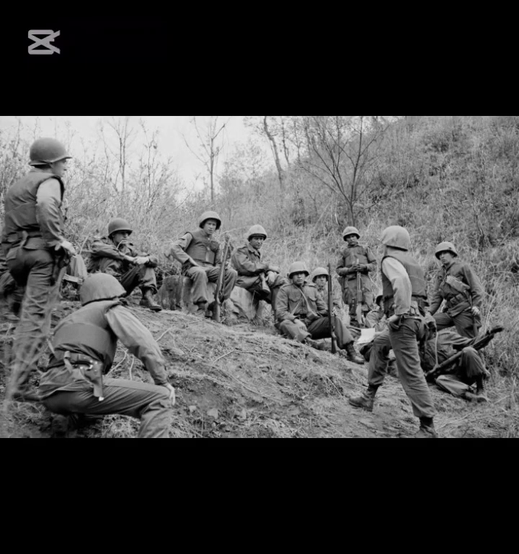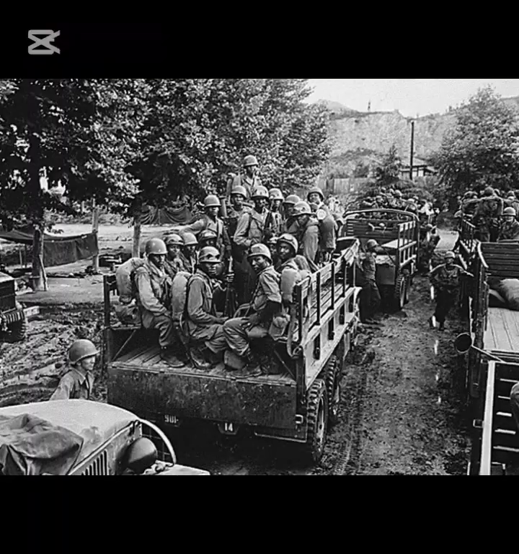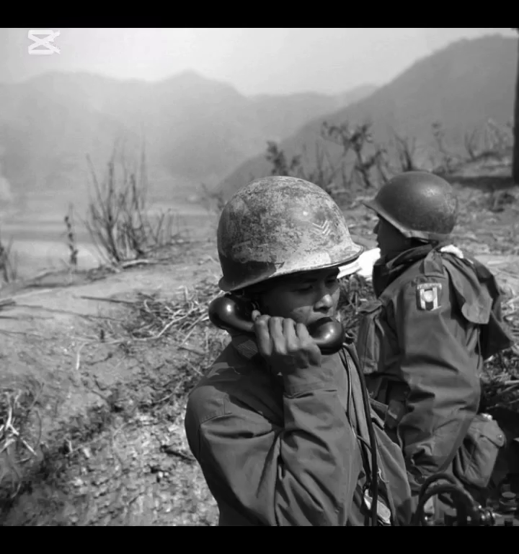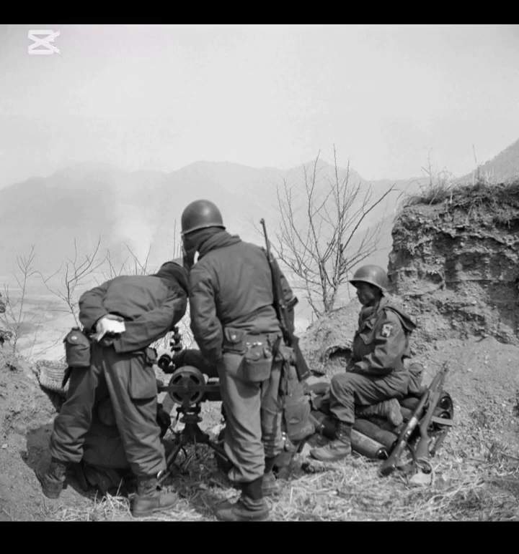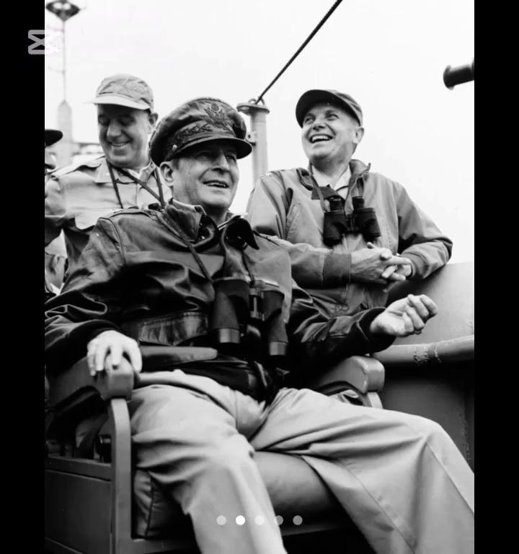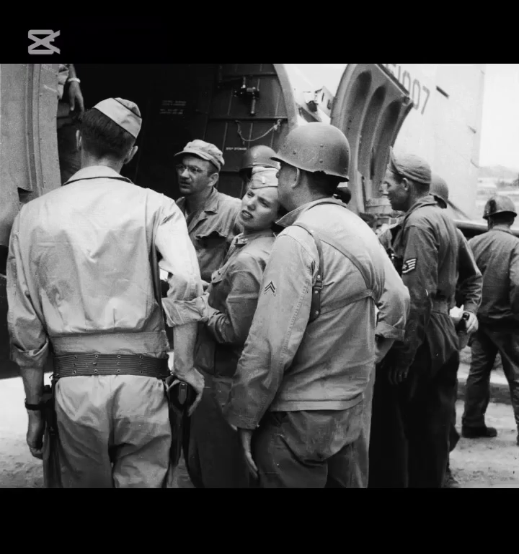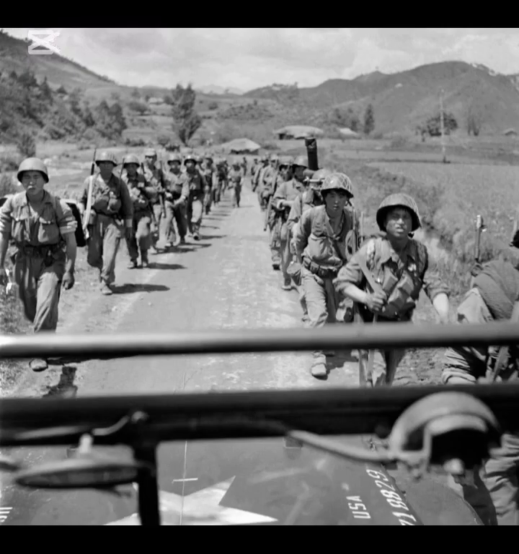Chapter 3. The invasion that started everything. The answer arrived on June 25, 1950, without warning. North Korean forces crossed the 38th parallel and invaded South Korea. More than 75,000 soldiers, supported by Soviet tanks and artillery, surged southward.